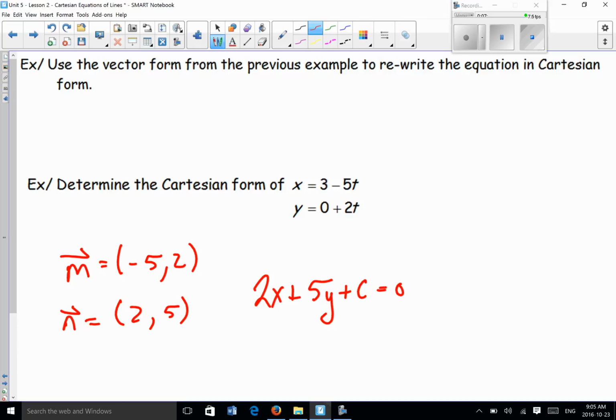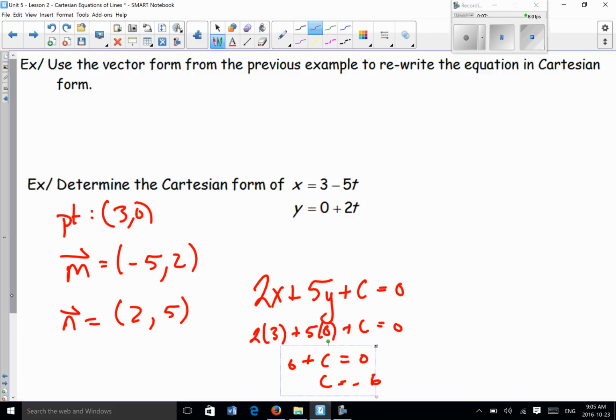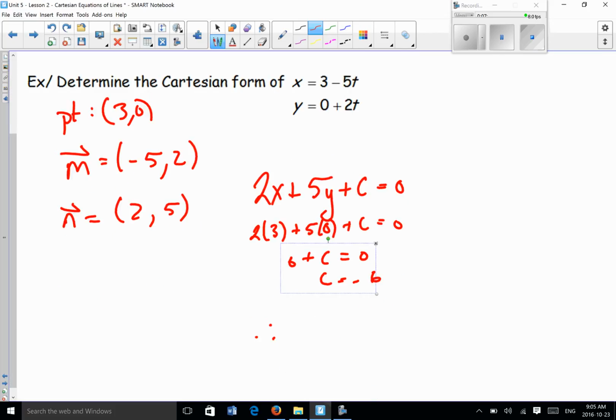And we have to use a known point. Now the point that we know for sure from this form is 3, 0. So if we fill that in, 2 times 3, 5 times 0, c, we'll get 6 plus c is 0, c is -6. Therefore, our Cartesian equation or scalar equation for this vector is 2x plus 5y minus 6 is 0. And then we got 3 forms.